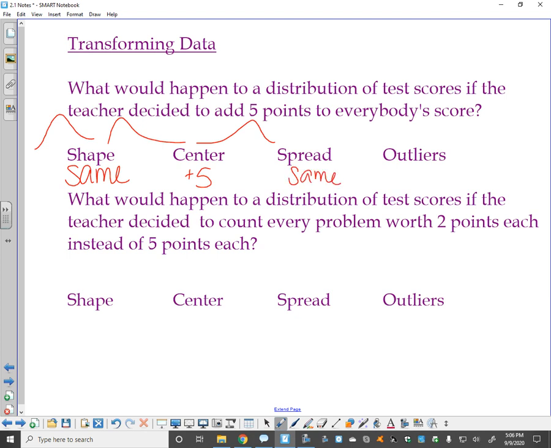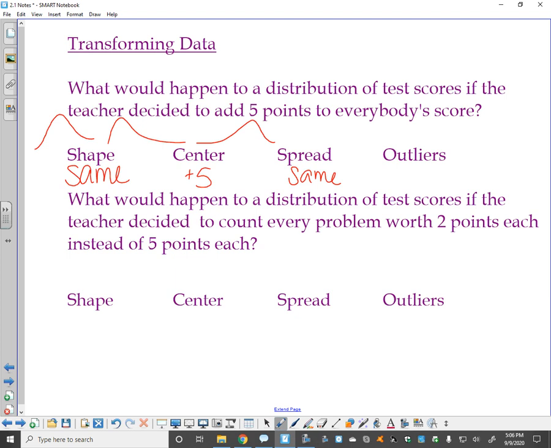I'm adding 5 to the highest grade and I'm adding 5 to the lowest grade. So whatever the spread was, it's going to be exactly the same. The spread will not change. The max and the min will change, but they'll both change by 5. So when I subtract them, I'm still going to get the same spread. I'll still get the same standard deviation. I would still get the same IQR.